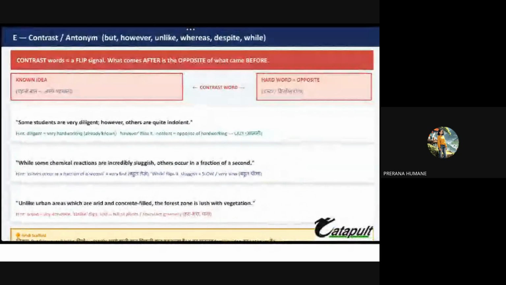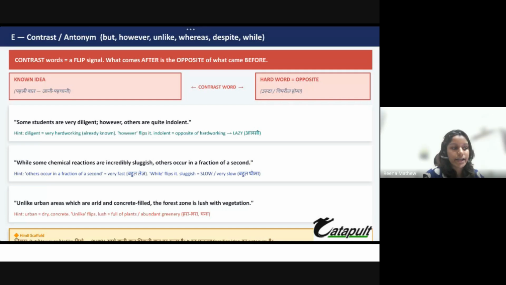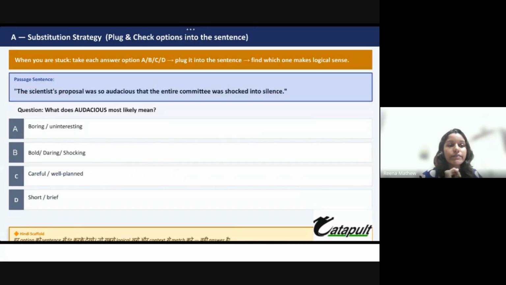You can continue. Ma'am. Okay, so we are done with the contrast part. Now we have the substitution strategy. There will be 4 options. So if you don't know the exact answer, take the options, substitute them in the question and then see if it makes sense. So fit every option in the sentence, and whichever seems most logical and matches the context, that is the answer.